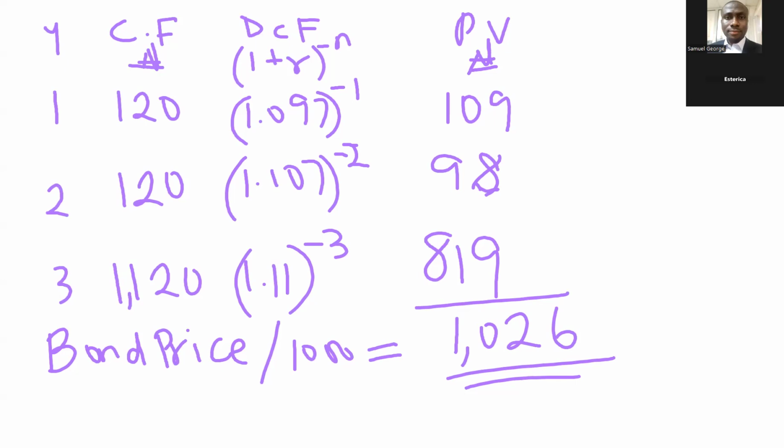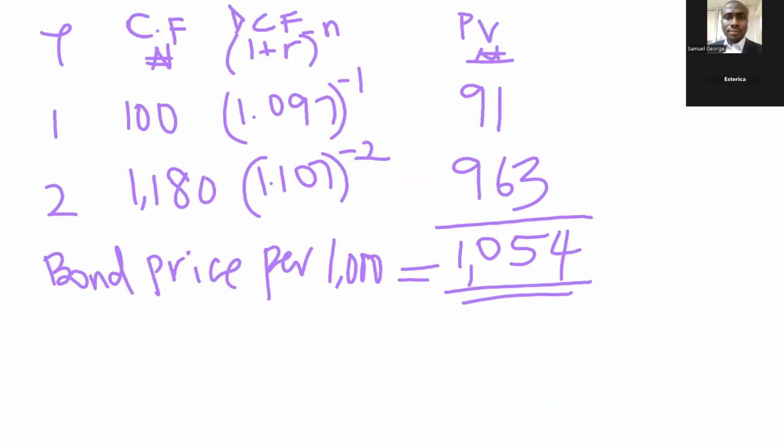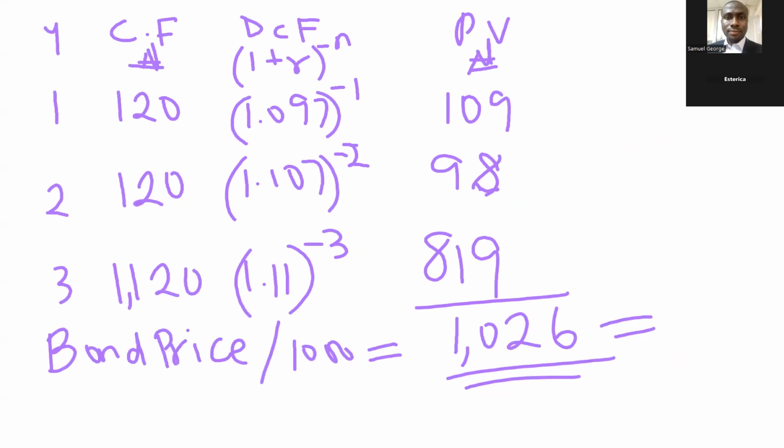Price of bond B, 1,026. Price of bond A was 1,054. Price of bond A, 1,054. Price of bond B, 1,026.